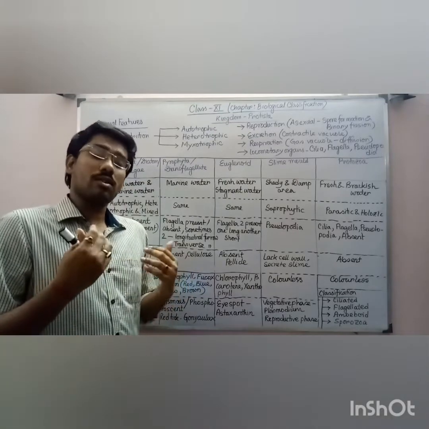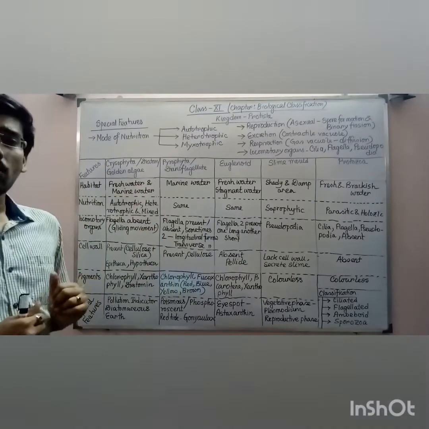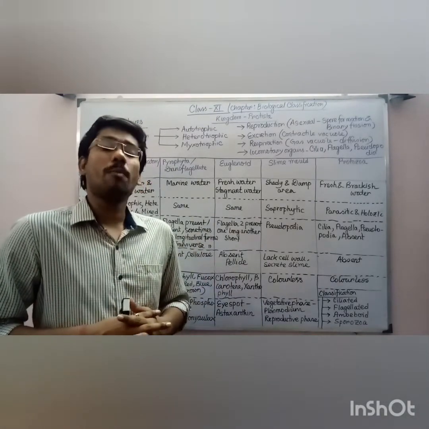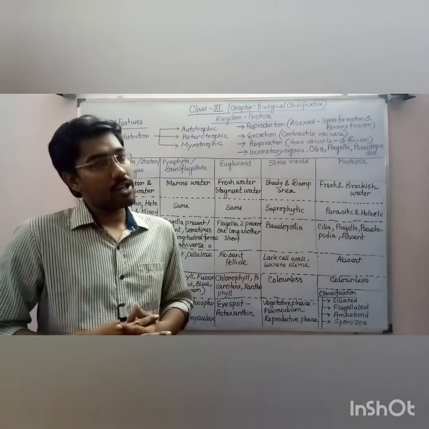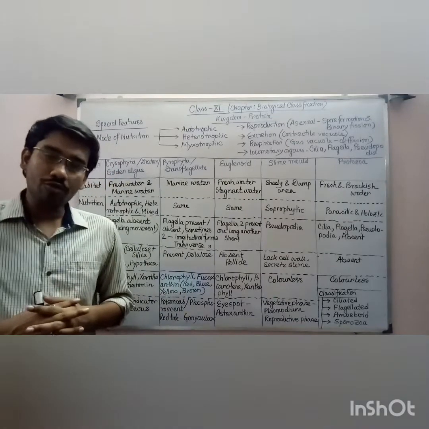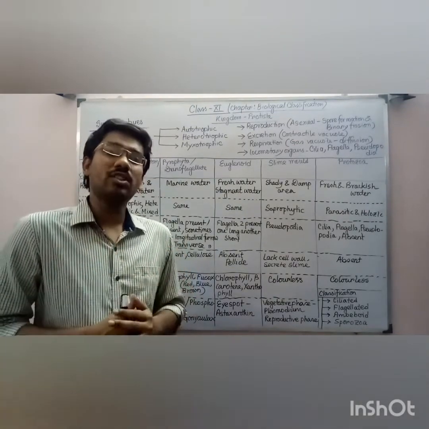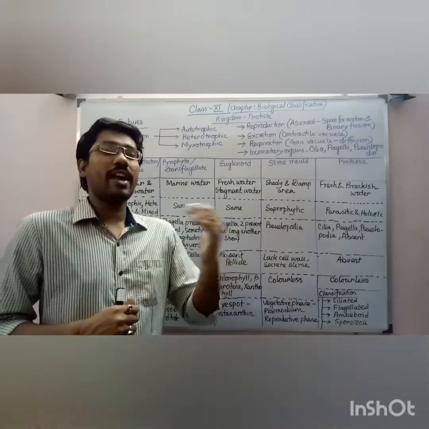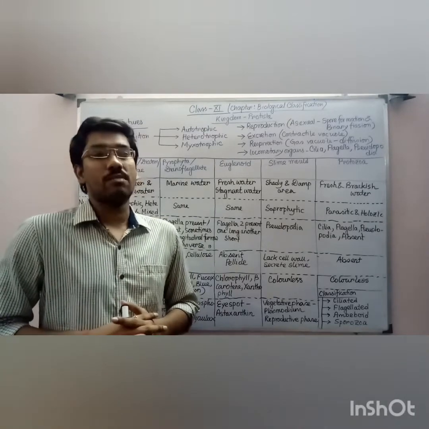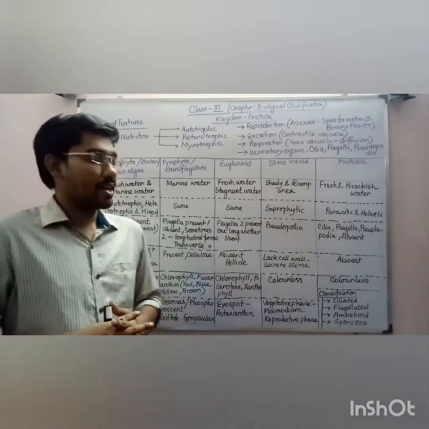Second, a few of the Protista organisms are heterotrophic also, because sometimes they can't make their own food, they are dependent on other organisms for obtaining their food materials. Third, you can see that is mixotrophic. Mixotrophic mode of nutrition means those Protista organisms show both kinds of nutrition, that is autotrophic as well as heterotrophic. Those organisms are commonly known as mixotrophic Protista organisms.